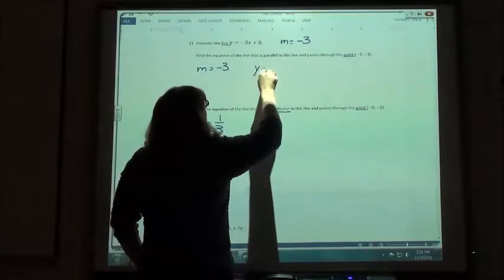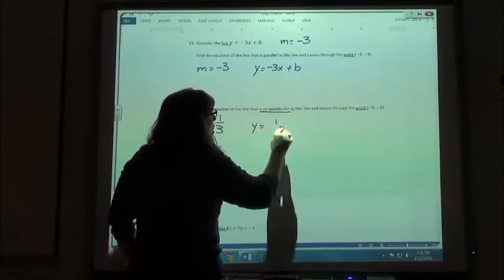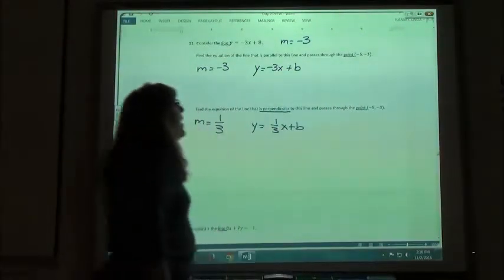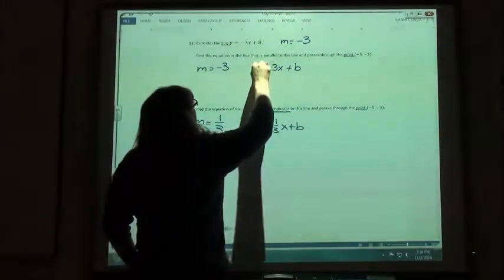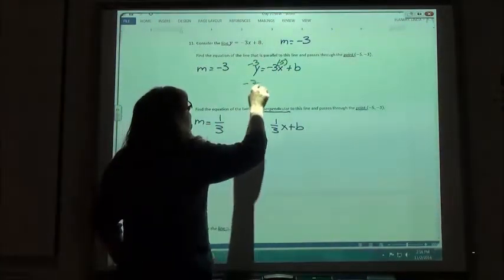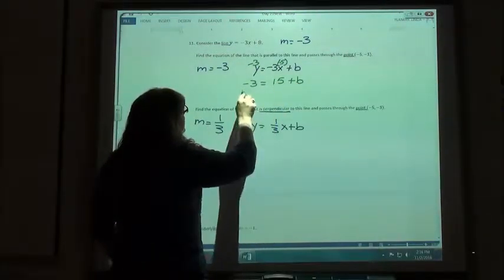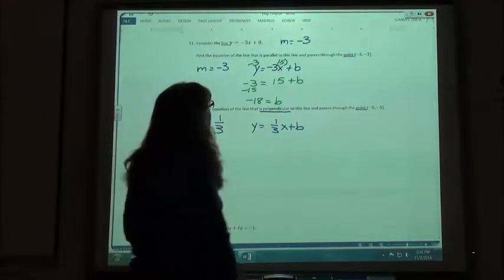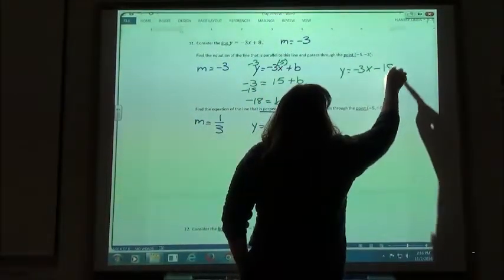So here y equals -3x plus b. Here y equals 1/3 x plus b. And we know it passes through the point -5, -3. So -3 in for y, -5 in for x. -3 would equal 15 plus b. Solving that, subtracting our 15, we would get -18 for b. So for our parallel line, y equals -3x minus 18.